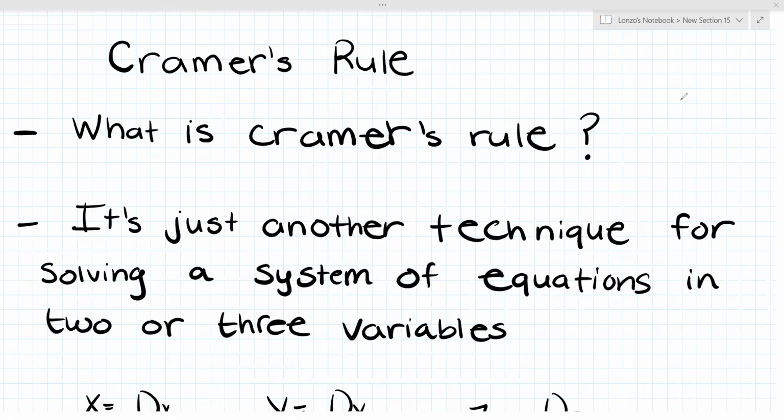So the first question is, what is Cramer's rule? Cramer's rule is just another technique for solving a system of equations in 2 or 3 variables. You probably know how to solve a system of equations in 2 and 3 variables by using substitution and elimination. And the other one, the long one, would be using matrices, using Gaussian elimination. So there's another rule, and it's called Cramer's rule. That's what Cramer's rule is, just another way of solving a system of equations.